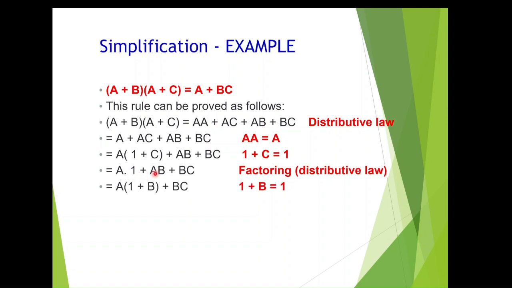Then again I am taking a common, 1 plus b. Or you can take the 3 terms itself, take a as common and write 1 plus c plus b. Then also it is correct. 1 plus anything is 1. So 1 plus b plus bc. So you will be getting a into (1 + bc), that is nothing but a + bc.